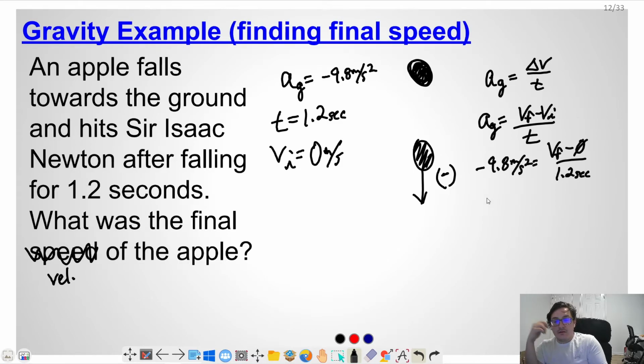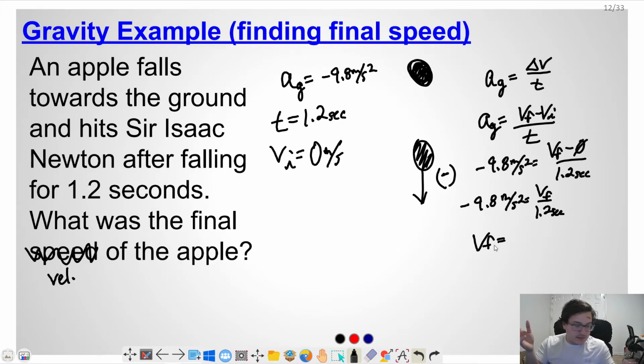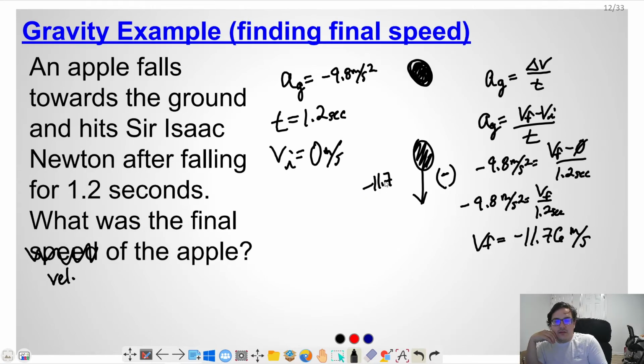Okay. Cleaning this up a little bit, we get negative 9.8 meters per second squared equals velocity final over 1.2 seconds, which gives us a final velocity of negative 9.8 times 1.2, which is 11.76. So negative 11.76 meters per second. So after 1.2 seconds, an apple falling will be at negative 11.76 meters per second, ignoring air resistance.